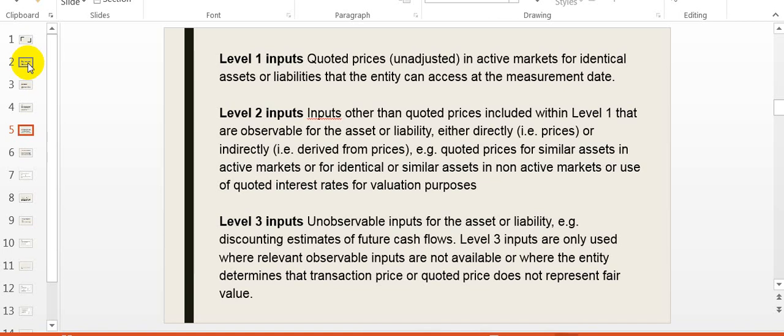Level 3 inputs, these are unobservable inputs for the asset or liability. These ones we use discounting. So you discount the cash flows from that asset. So these are unobservable inputs for that asset or liability.